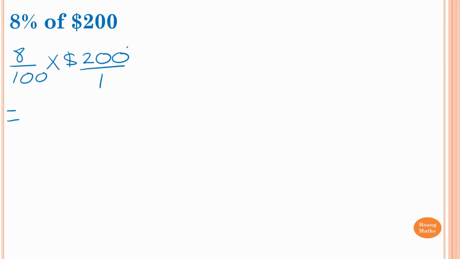So you cancel this 0 with this 0, and this 0 with this 0. So it is equal to 8 times 2 over 1 times 1, which is 1. So it's just 8 times 2. So 8 times 2 is 16. Don't forget the units, which is $16.